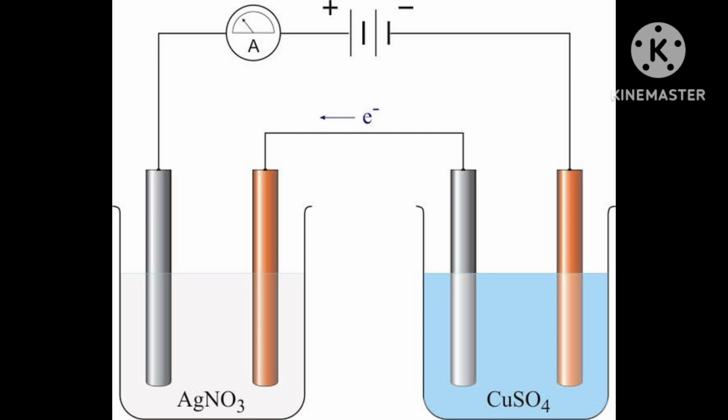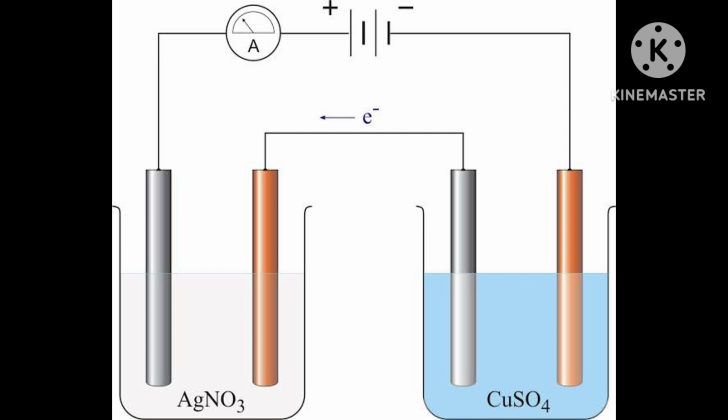Then the 2 laws I told you. What are the 2 laws? Faraday's 2 laws. That question is asked, and it is used for solving the numericals. The first law I told you: the amount of chemical reaction that will take place is directly proportional to the quantity of electricity passed through the electrolyte, that is, the amount of current passed through the electrolyte. This is the first law.